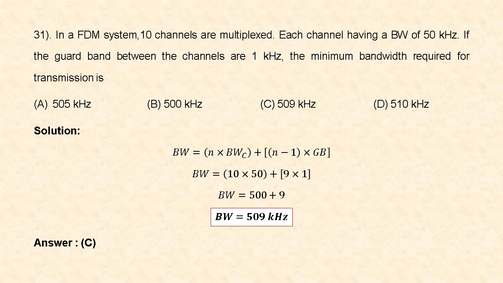Here, the minimum bandwidth required for transmission is given by the formula n into bandwidth of channel, where n is the number of channels, plus n minus 1 into guard band, since the guard band is provided in between the channels to avoid interference. Substituting n is equal to 10, bandwidth of channel as 50, n minus 1 is equal to 9, and guard band is equal to 1 kHz, we have the bandwidth is equal to 500 plus 9, which is equal to 509 kHz. Hence option C is correct.